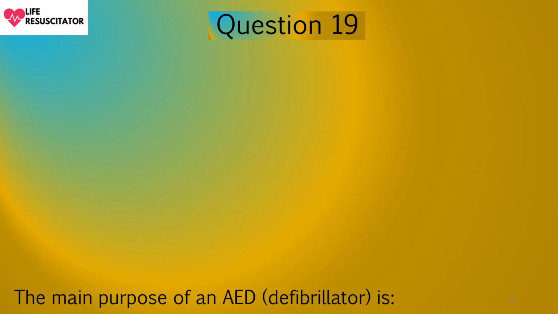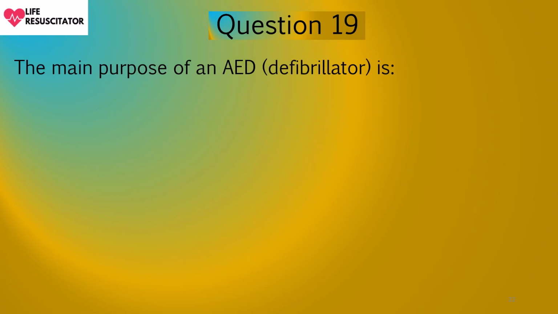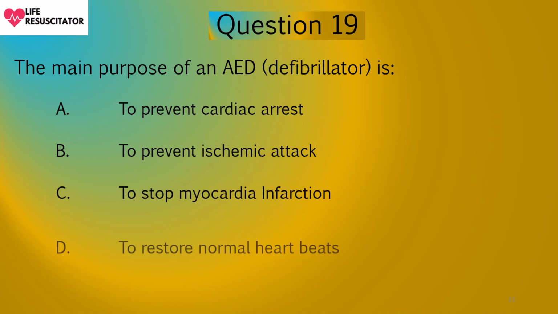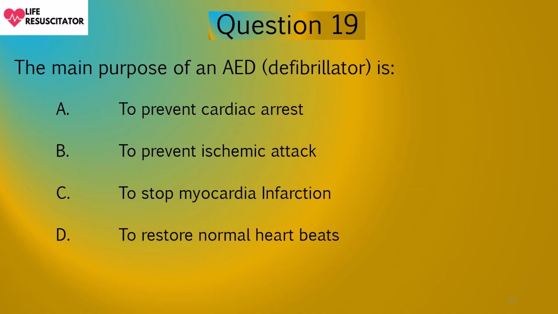Question 19. The main purpose of an AED or defibrillator is. The main purpose of an AED, automated external defibrillator, is A, to prevent cardiac arrest, B, to prevent ischemic attack, C, to stop myocardial infarction, D, to restore normal heartbeats.